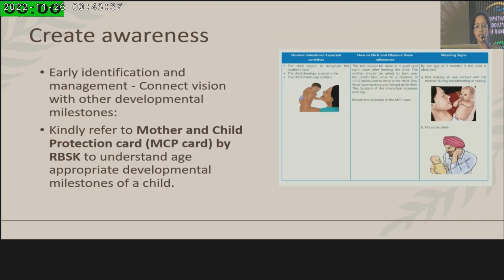So we can be aware of this particular entity called DVM. Early identification and management can be made feasible by connecting vision with other developmental milestones. There is this thing called MCP card, Mother and Child Protection Card, issued by the RBSK, which shows a direct correlation between vision along with other developmental milestones. With that I conclude. Thank you.